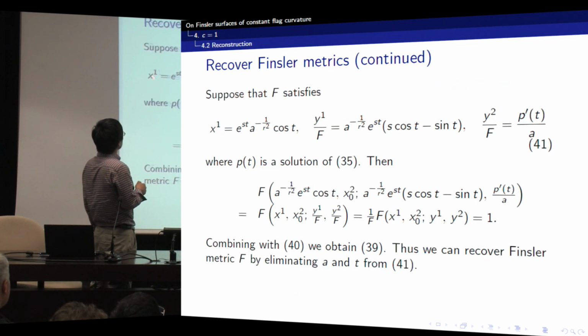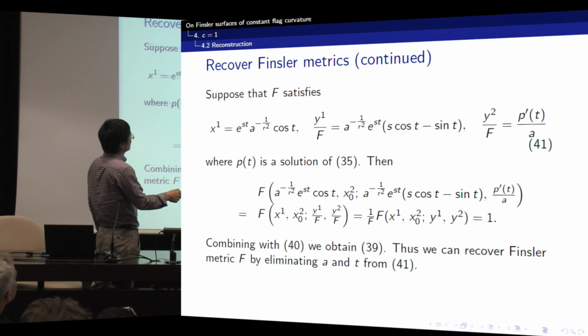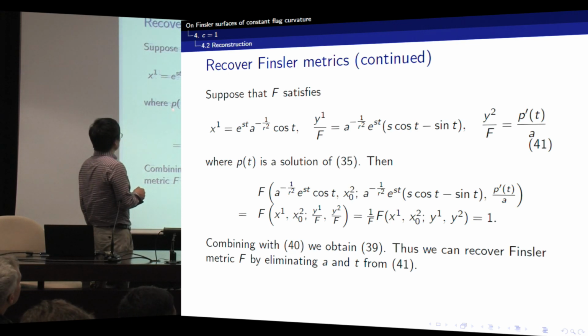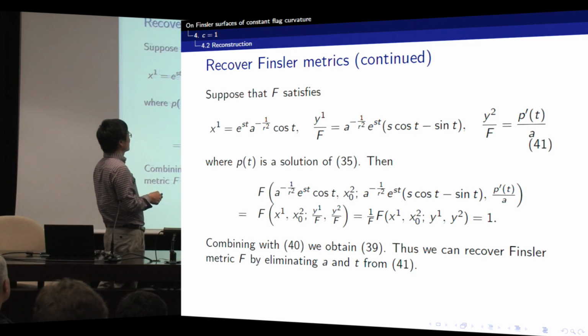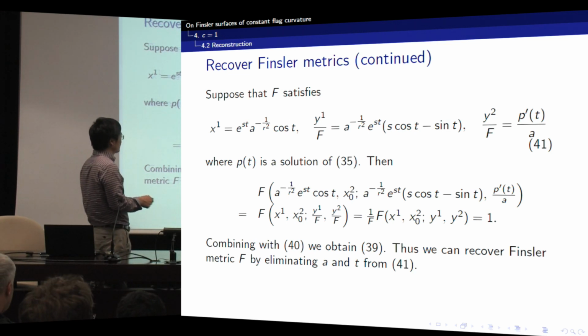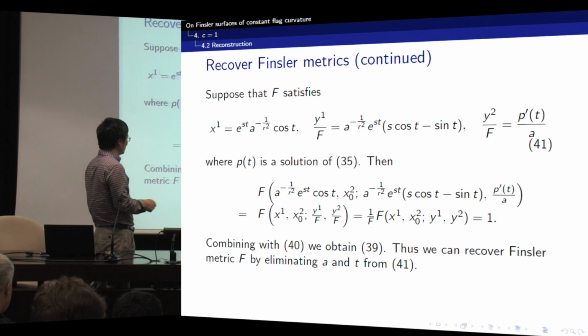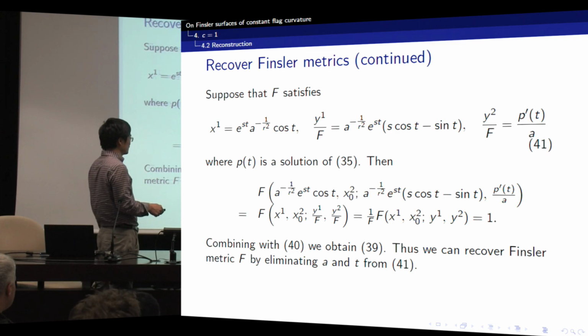Suppose F satisfies x1 equal to this one, and y1 over F satisfies this one, and y2 over F satisfies p prime t over a, where p(t) is a solution of the ordinary differential equation (35). Then F satisfies this one. Combining (40), we obtain (39). Thus, we can recover the Finsler metric by eliminating a and t from (41).